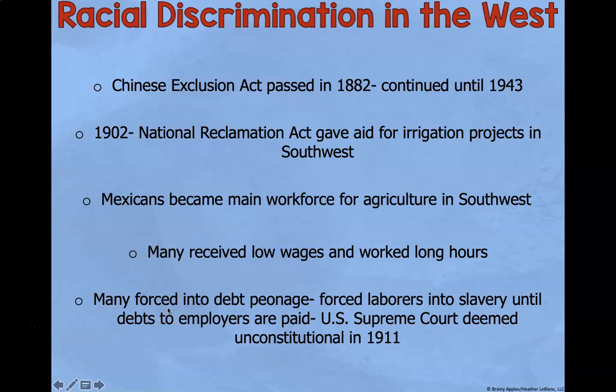Many of these people were forced into debt peonage, which means they forced laborers into slavery until their debts to employers were paid. So that means that if they wanted to purchase things, it was almost, we can compare this to a sharecropper. So this is kind of the same idea, where you work for somebody until your debts are paid off. The U.S. Supreme Court deemed this unconstitutional in 1911 because obviously this is the same thing as slavery.